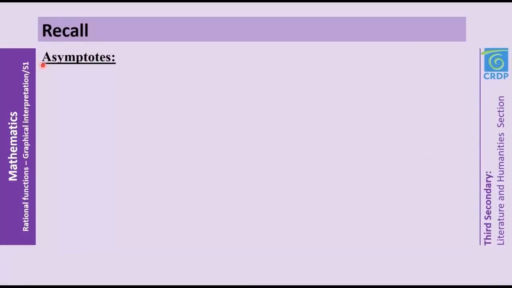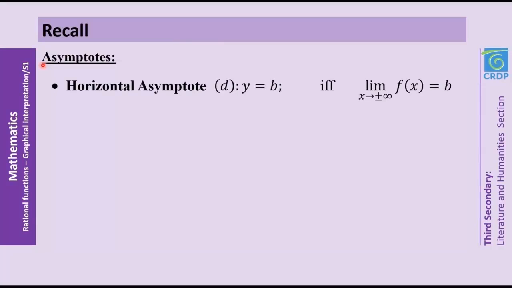The asymptote for a function is the value that the function comes closer and closer to but never quite reaches. We have three types of asymptotes. A horizontal asymptote that has an equation of y equals a constant b if and only if the limit of f of x as x tends to plus or minus infinity would be equal to a constant b.